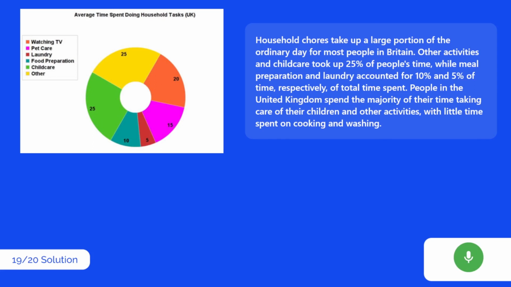Household chores take up a large portion of the ordinary day for most people in Britain. Other activities and childcare took up 25% of people's time, while meal preparation and laundry accounted for 10% and 5% of time, respectively, of total time spent. People in the United Kingdom spend the majority of their time taking care of their children and other activities, with little time spent on cooking and washing.